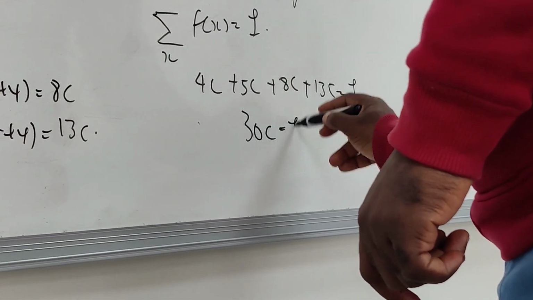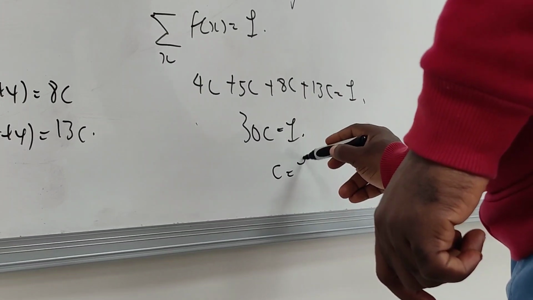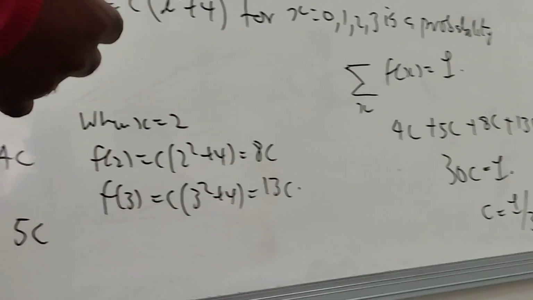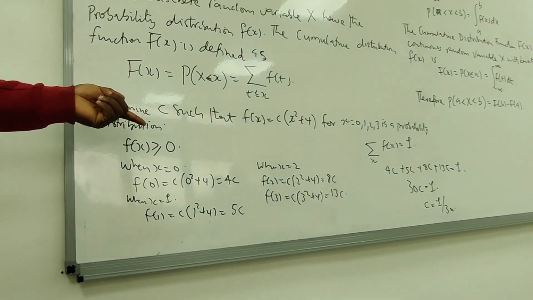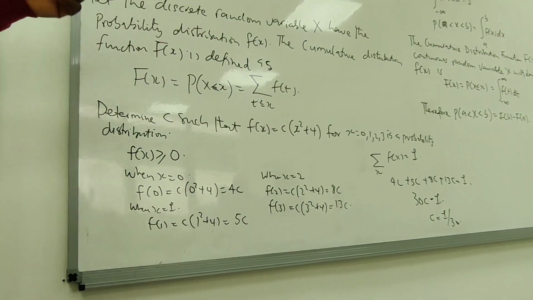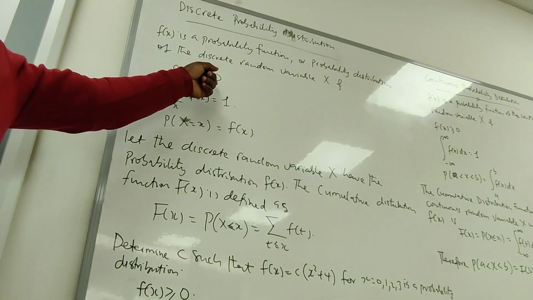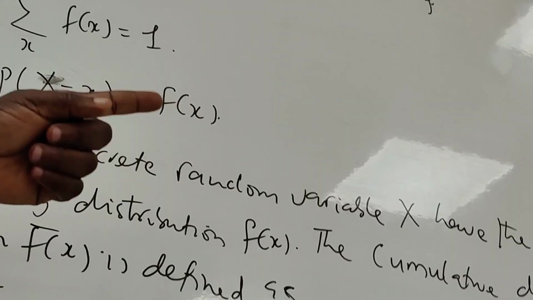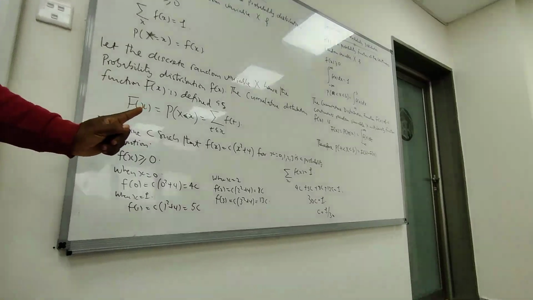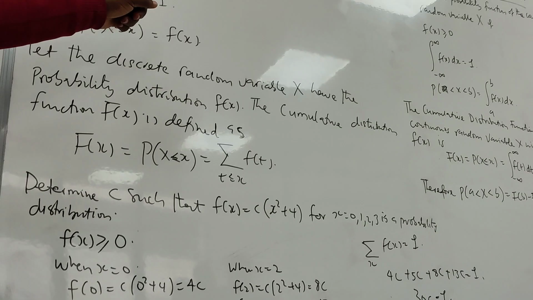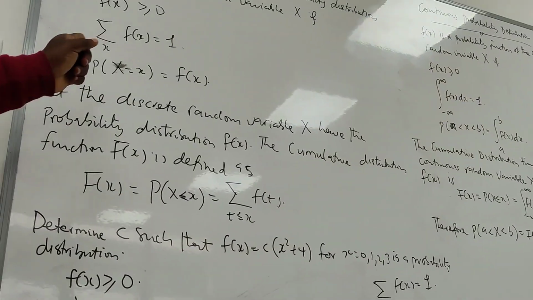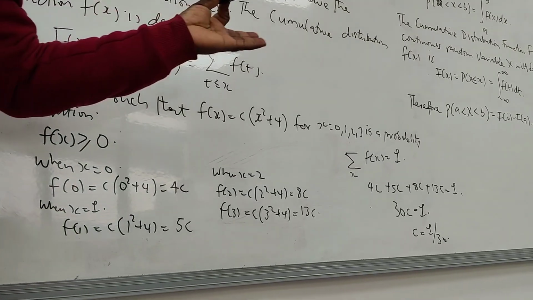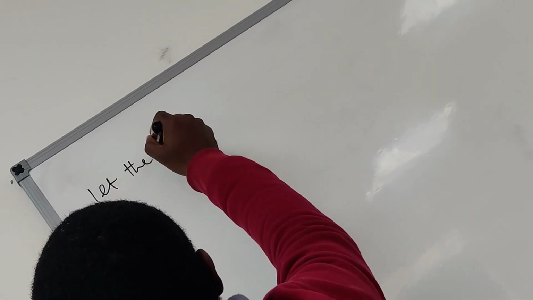C is equal to 1 over 30. So which is the value of C that the question is asking us to look for? You will agree with me, 1 over 30 is greater than or equal to 0. Summation of everything, if C is 1 over 30, if you plug in C, everything will be equal to 1. And if you take the probability of X, it will give you this f of X. Okay? So, is it not simple? It is simple.